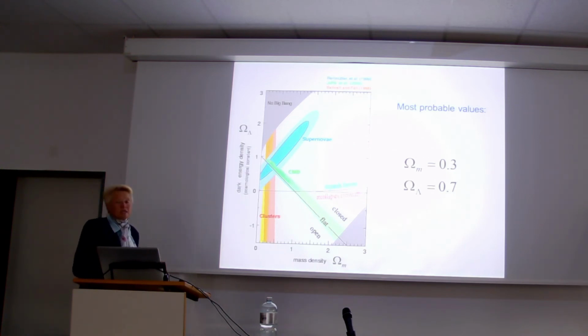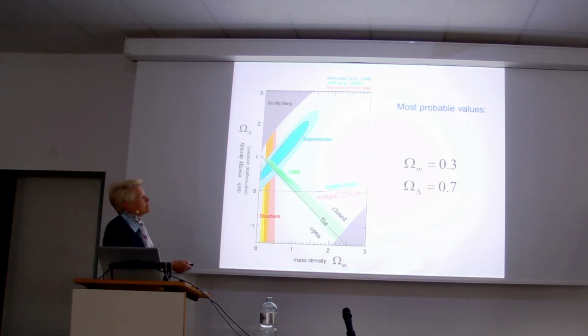we know that the omega lambda is around 0.7, and here is a historic diagram that tried to measure these different quantities. Supernova explosions, cosmic microwave background, clusters of galaxies, and interestingly, they all overlap in one point, and this is around these values as the most probable values for the universe.